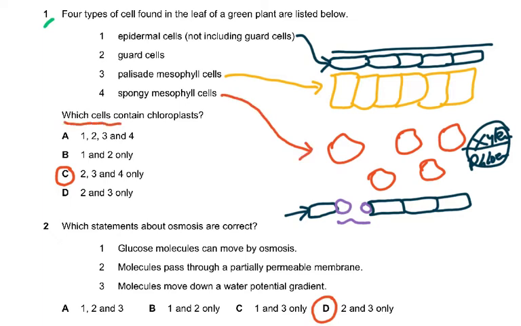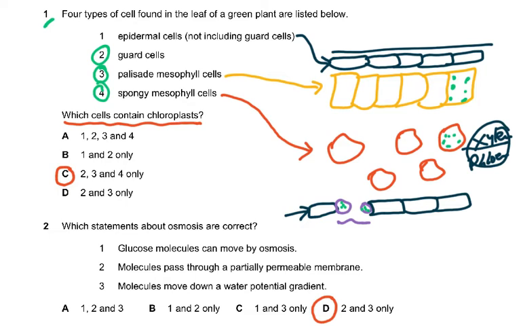Now it says which cells contain chloroplast. It's very easy to remember this: it's the palisade mesophyll which contain chloroplast, the spongy mesophyll that contain chloroplast, and the guard cells that contain chloroplast. So it had to be 2, 3, and 4. The normal is that palisade mesophyll, spongy mesophyll, and the guard cells have chloroplast. The rest don't have; the lower and the upper epidermis don't have.